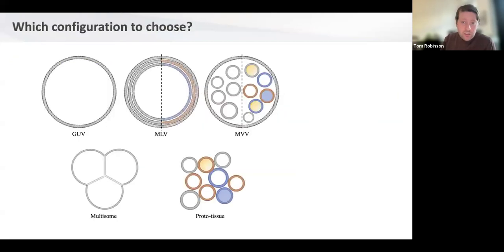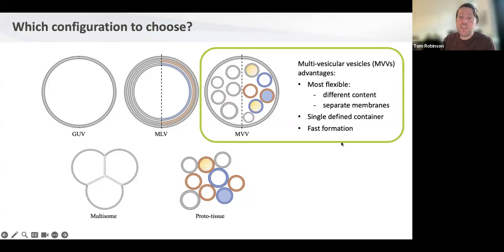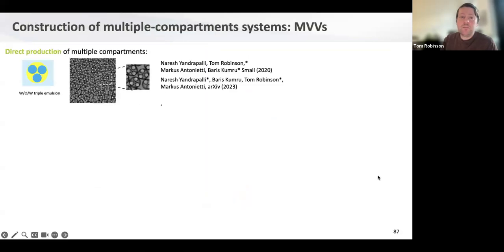So what configuration to choose? We have a choice of different systems to work with. We could have multi-lamellar vesicles, which do technically have little compartments in there. We could use multisomes, we could use proto-tissues, but what we finally decided to use were these MVVs, or multivesicular vesicles. This is basically vesicles inside vesicles. It's the most flexible, so we can have different things inside each one, different membranes. It's a single defined container, which makes the analysis quite nice, and we can form them quite quickly as well.